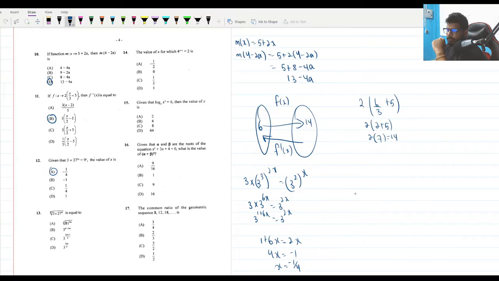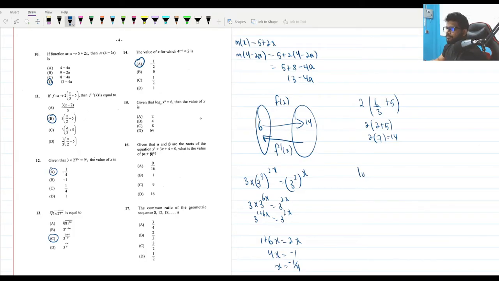Nice. Pi. Before, this was n, and the answer was C. They just replace the n with a pi. The value of this was minus 1/2. This was a repeat.